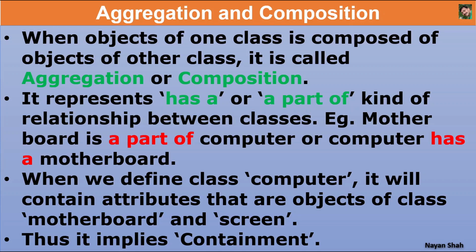So there exists has-a or a-part-of kind of relationship. For example, motherboard is a part of computer or computer has a motherboard. So the relationship between motherboard and computer is aggregation or composition. When we define class computer, it will contain attributes that are objects of class motherboard and screen. So thus it implies containment. So aggregation composition implements containment.